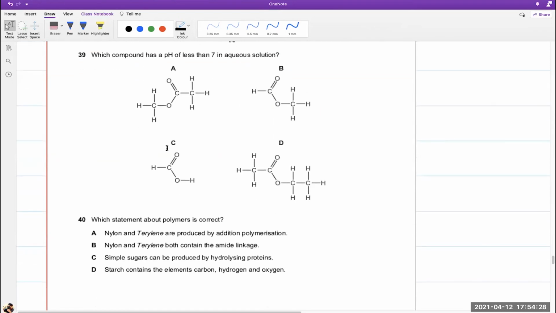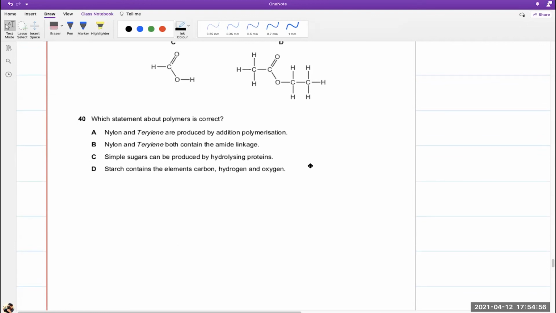All right. Which compound has a pH of less than 7 in aqueous solution? Acid कौन सा है? असल में वो ये पूछना चाह रहा है आपसे. तो acid identify कर लें, उसमें COOH होगा. So that is C. बाकी सब क्या है? B is something that you don't study in O levels. It is called aldehyde. We don't study that. A is an ester, D is an ester.